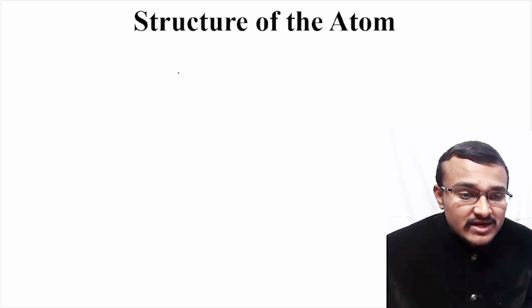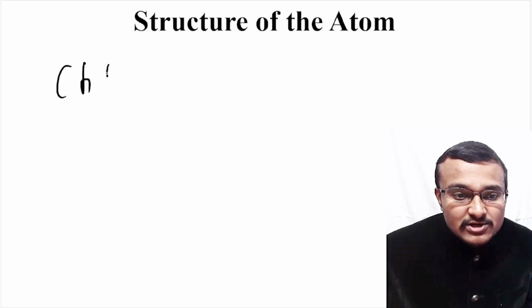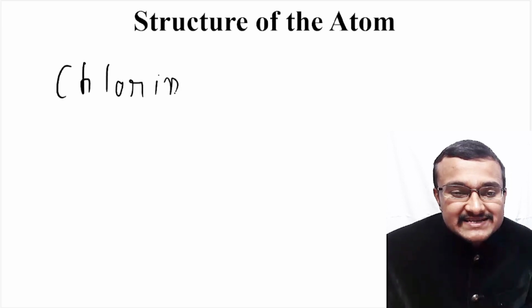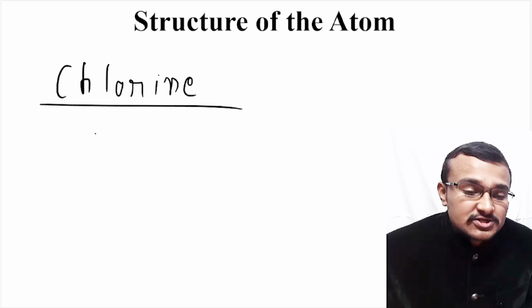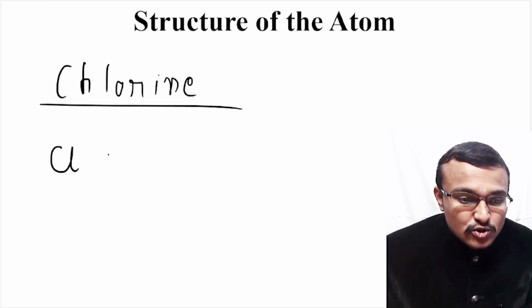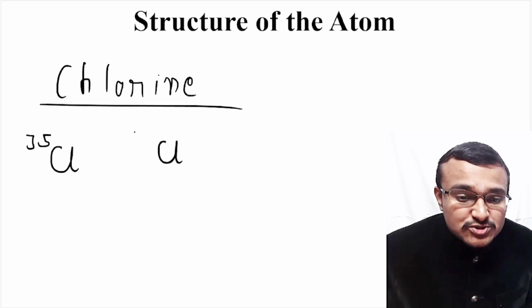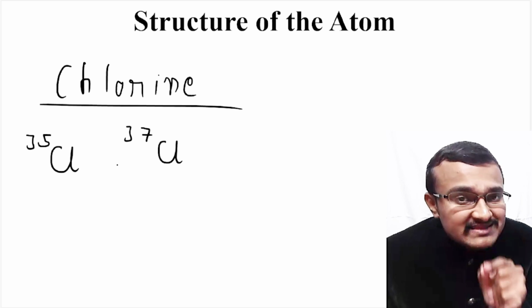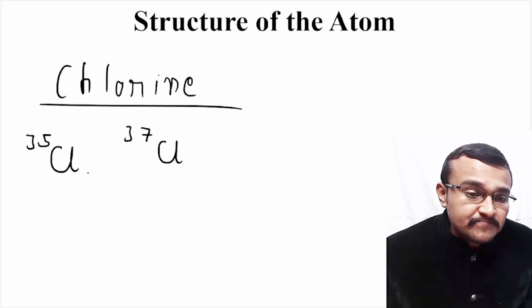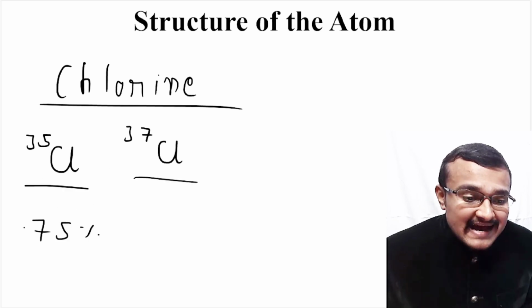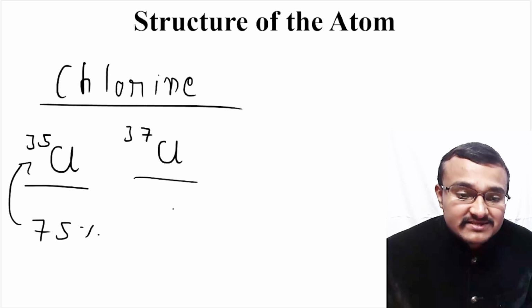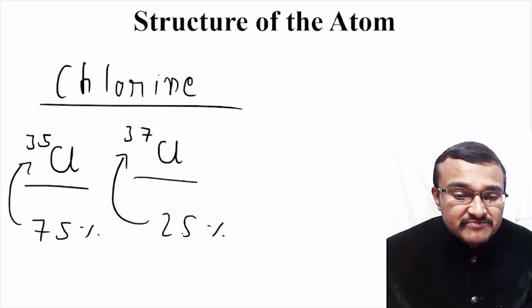But when you consider another example, let's say chlorine, chlorine exists in two isotopes. One isotope of chlorine is chlorine 35 and the other isotope is chlorine 37. To determine the atomic mass number of chlorine, 75% of chlorine has 35 as its atomic mass number, and 25% of chlorine exists as Cl37.